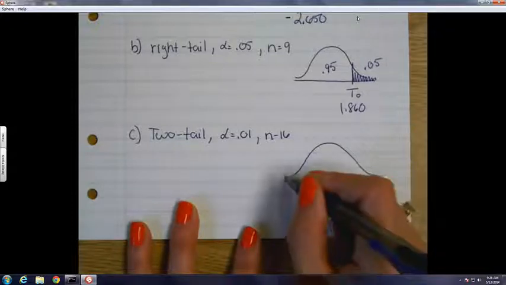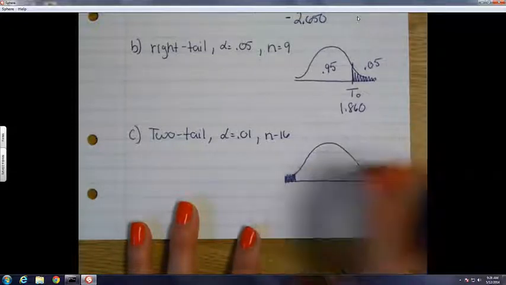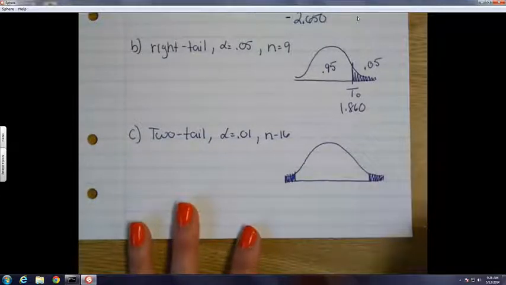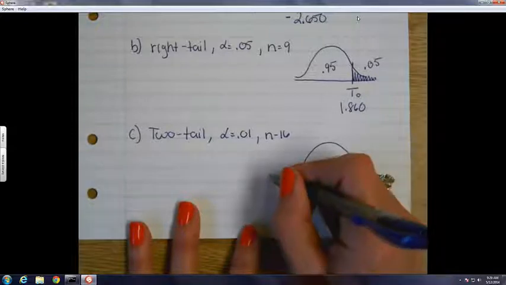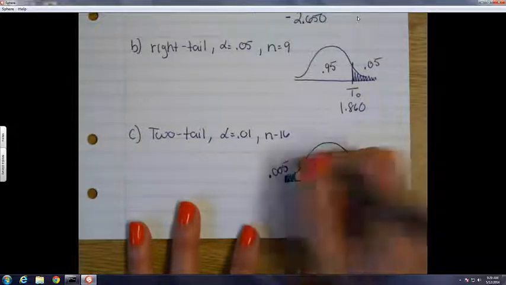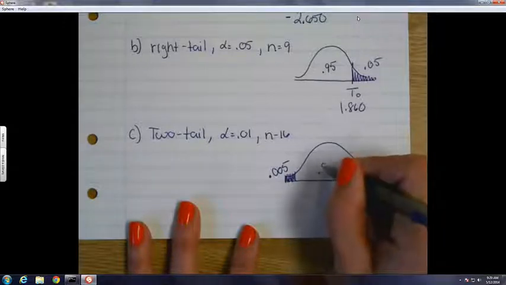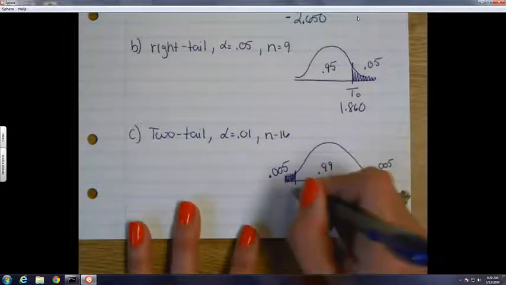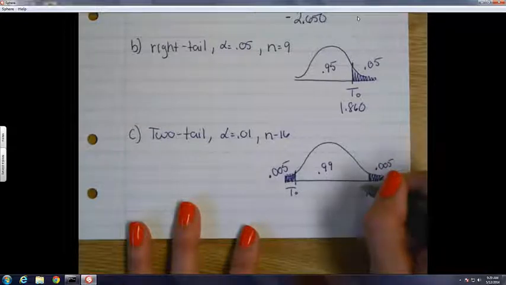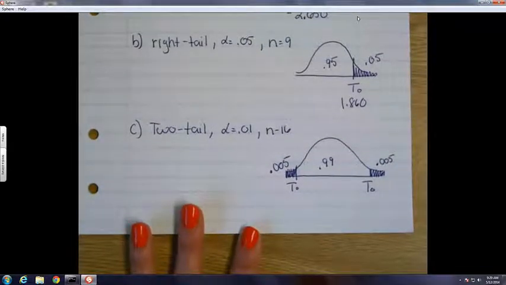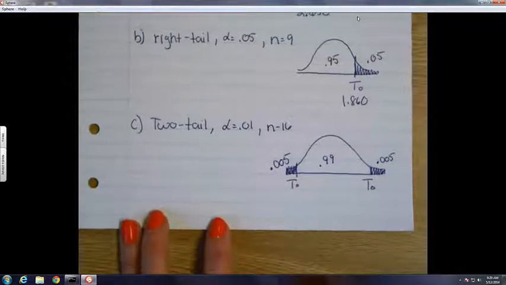So we've got some shaded on the left and some shaded on the right. How much is shaded in each part? 0.005. Cut the 1% in half. So we've got two critical values, but they're symmetrical. One's positive, one's negative. Like I said, there's two ways to look this up on the T-table.